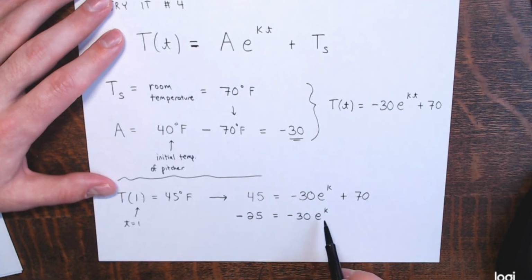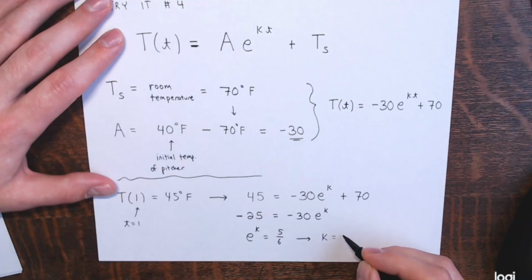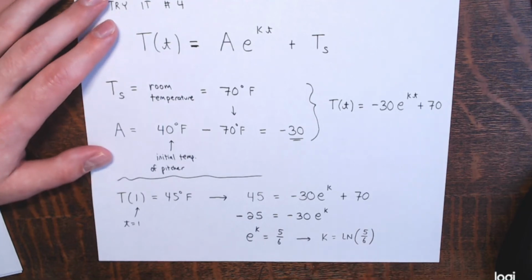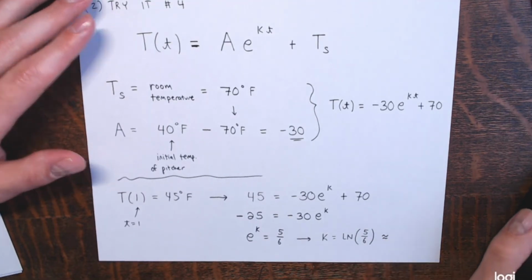And then dividing by negative 30, 25 thirtieths is 5 sixths. So we have e to the k equals positive 5 sixths. Alright, so k ends up being negative still, because the natural log of 5 sixths will be negative. K is the natural log of 5 sixths. Okay, and if you want, we can round this to 6 decimal places.